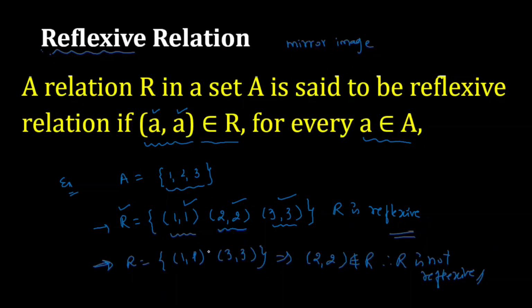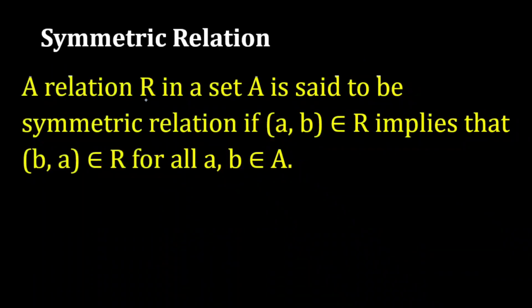That's what it is, not reflexive. Simple. Okay, let us see. So symmetric, it is very simple, my dear students. A relation R in a set A is said to be symmetric if (A, B) belongs to R.